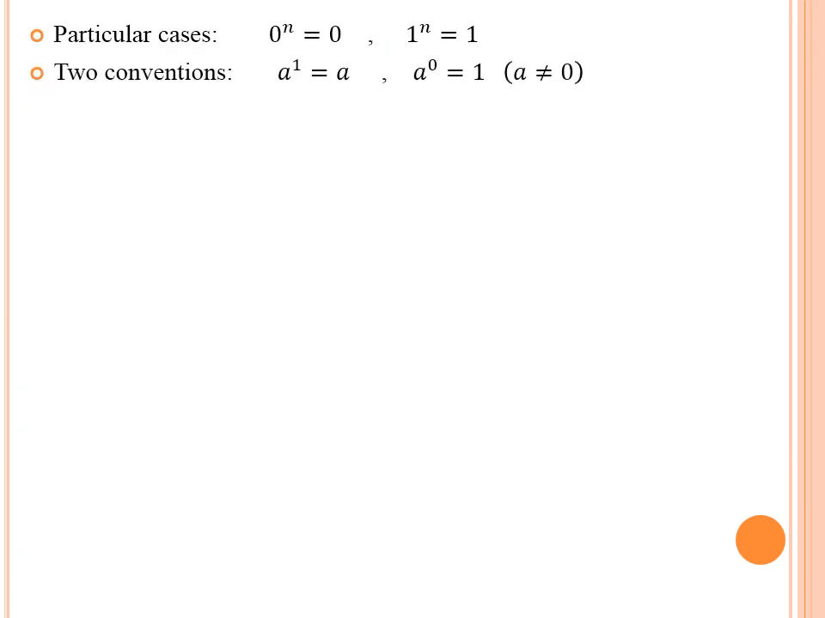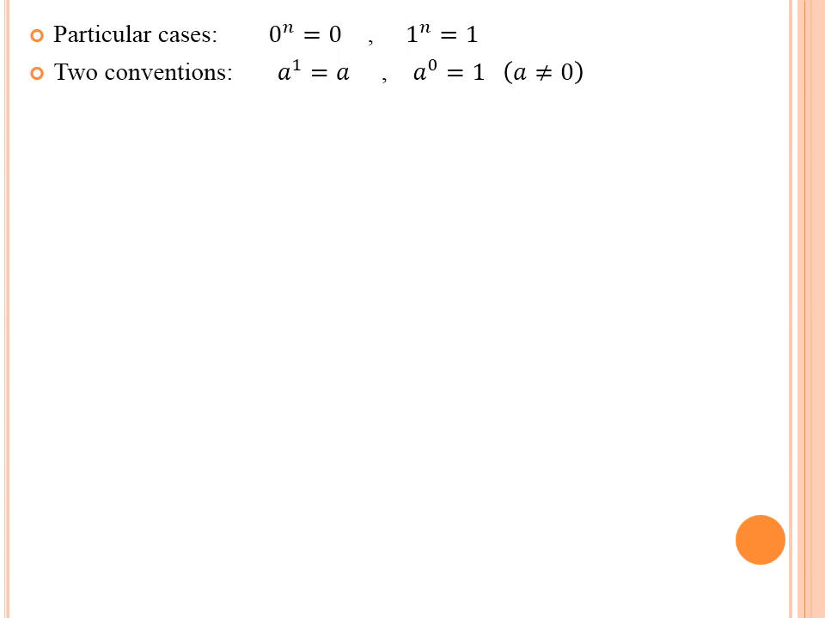Let's start with 0 to the power n. Let's take an example, 0 to the power 5. We have to multiply 0 by 0 by 0 by 0 by 0, 5 times. Our answer should be how much? Every number multiplied by 0 equals 0, right? So 0 to the power n, for any n, is 0.